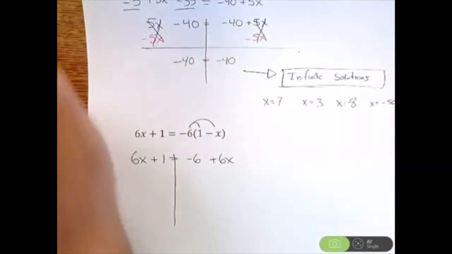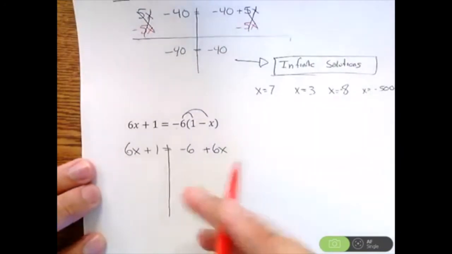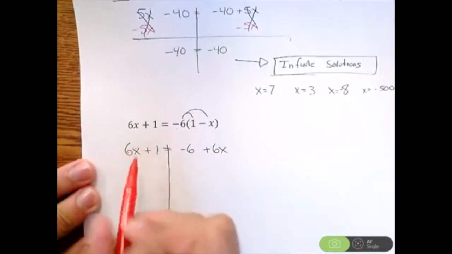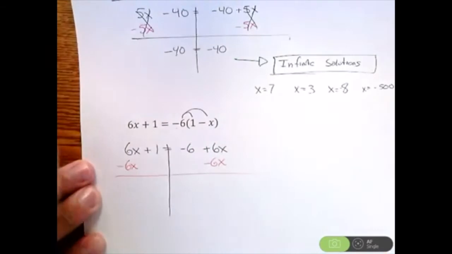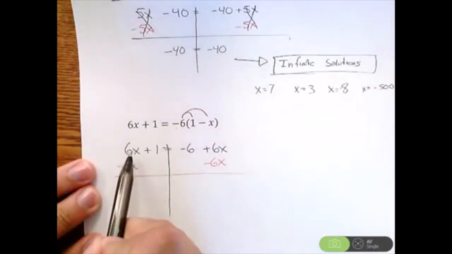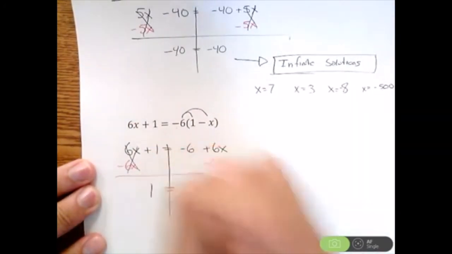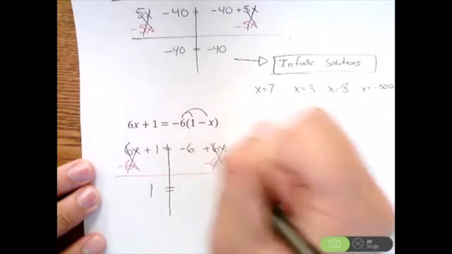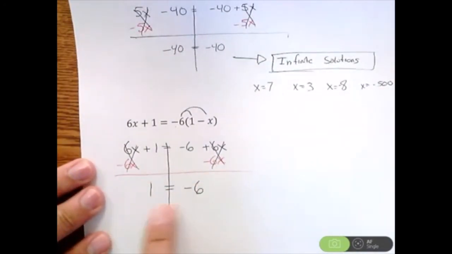Now I'm ready to solve this, and I see I have x's on both the left and the right. I would like to get those together, so I'm going to take this 6x and move it to the right side. The opposite of 6x is minus 6x on both sides. 6x minus 6x is 0, so that's gone, and I have a 1 on the left. On the right side, I have a 6x minus a 6x. Those are opposites, so we get 0 again, and all that's left is a negative 6. So my x's again completely disappeared.